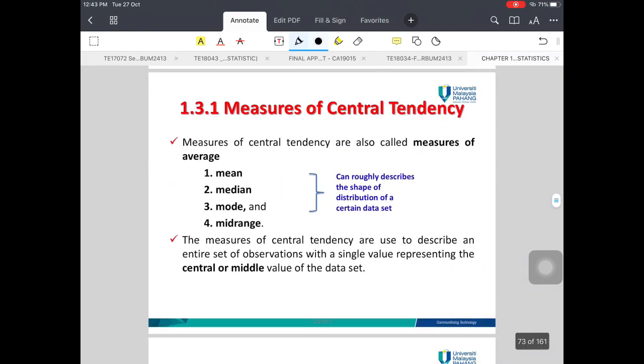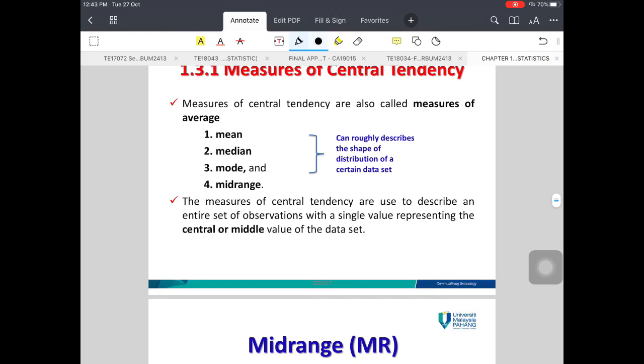Okay, we go to the first one, which is measures of central tendency. Sometimes we call it measures of average. There are four types of measures of central tendency: mean, median, mode, and mid-range. The first three, mean, median, and mode, we can use to describe the shape of distribution of our data set. The measures of central tendency are used to describe the entire data set or observations with a single value to present the central value or middle value of our data set.